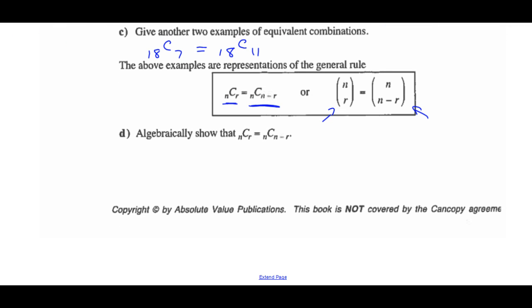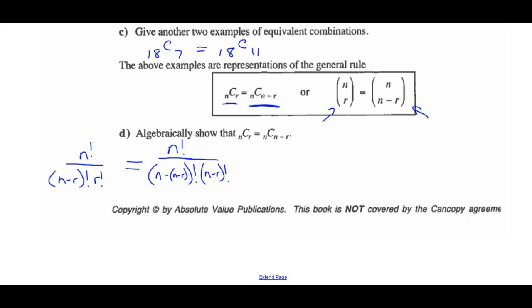So you've got your notation. N combinations of R, well, that would be N factorial over N minus R factorial, R factorial. And that is supposed to equal N combinations of N minus R, which is written as N factorial over N minus R factorial, and in this case, R is N minus R, so the other factorial is N minus (N minus R) factorial. So it looks something like that.